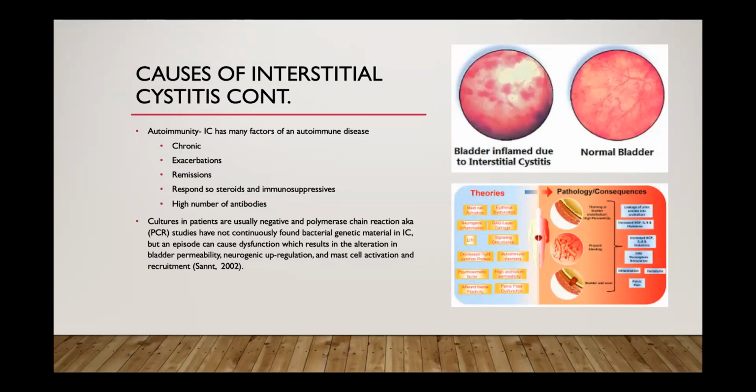Cultures in patients are usually negative, and polymerase chain reactions have not consistently found bacterial genetic material. But an episode can cause dysfunction, which results in alteration in bladder permeability, neurogenic upregulation, and mast cell activation and recruitment. So what that's basically saying is an infection could cause this to happen.